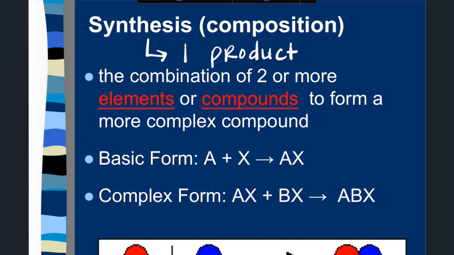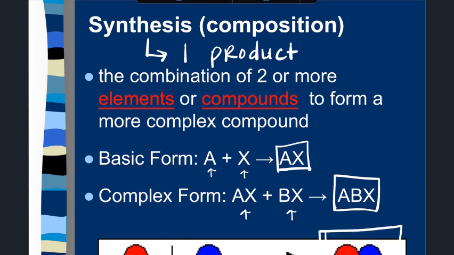So our basic form would be like some element or maybe a compound combining with an element or a compound, and that's making just this one product here. Sometimes it could be not necessarily an element, but maybe a compound and another compound, and they join together to form one more complex compound. And then in simple picture form, we've got a red element and a blue element, and they join together to make a blue and red compound. But again, what makes it unique, how we can always identify this as a synthesis reaction, is we just have one product here.